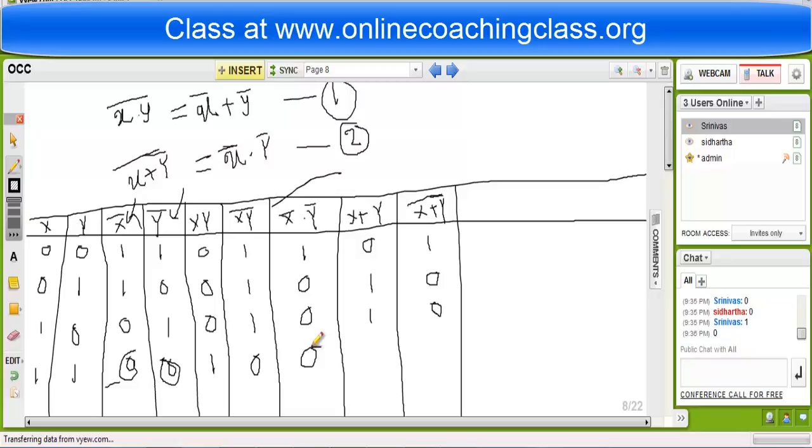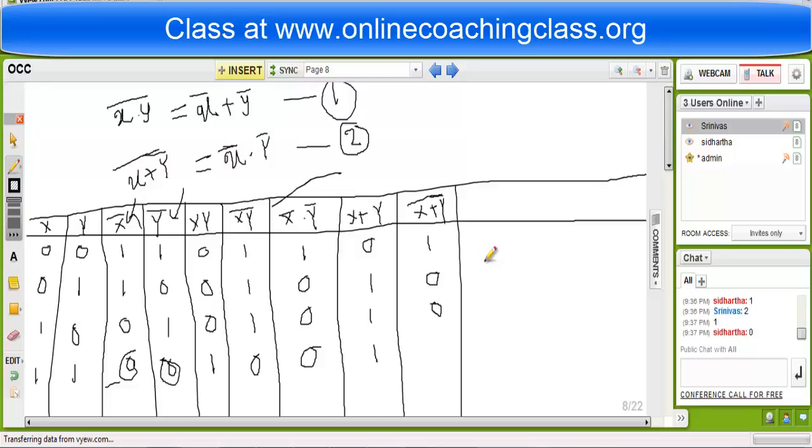What is the value of x plus y? Two. Not two, yaar. Only one. Zero and one. Binary digit, there are two values, zero and one. No, x plus... Oh, sorry. One. Okay. Now what is the value of x plus y bar?